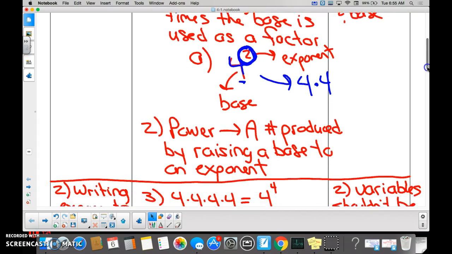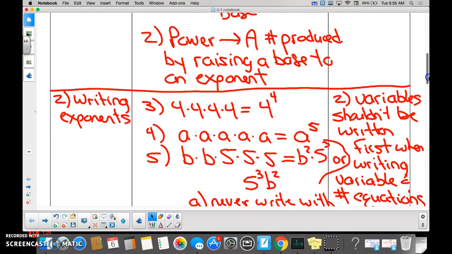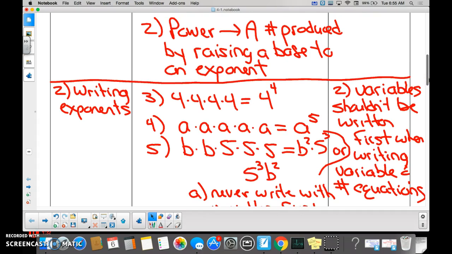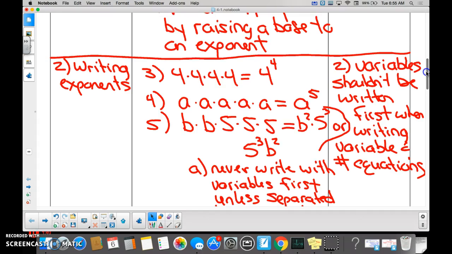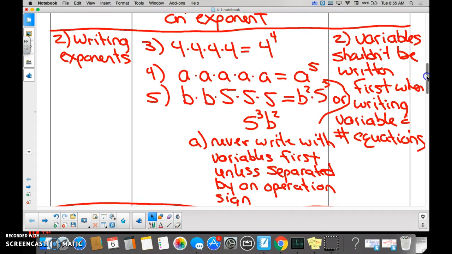Moving down to writing exponents, if you have the long expanded written out form of 4 times 4 times 4 times 4, and you're to write it in exponential form, you just again take 4, which is your base, and raise it to the power of 4, the number of times it's being multiplied together. That's also shown with variables, and then on number 5 we showed it with variables and numbers.